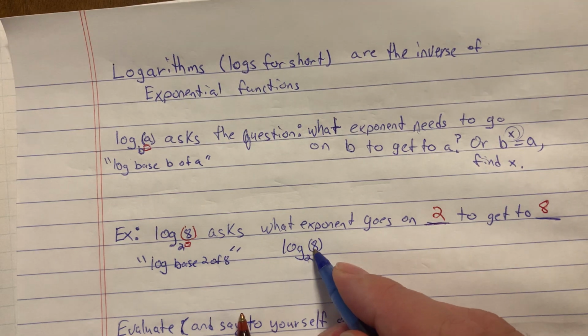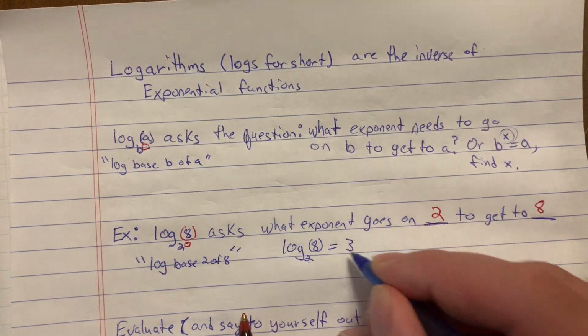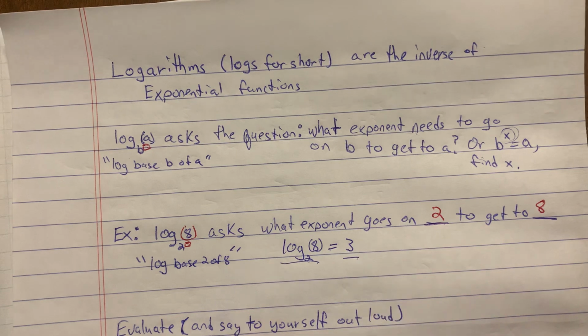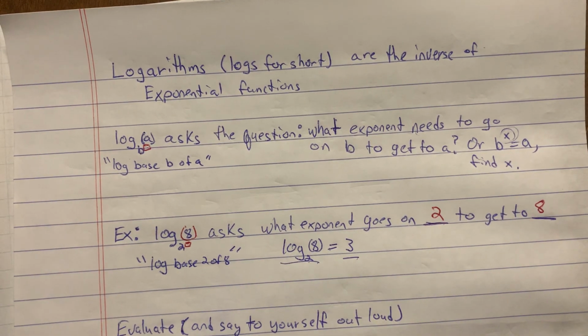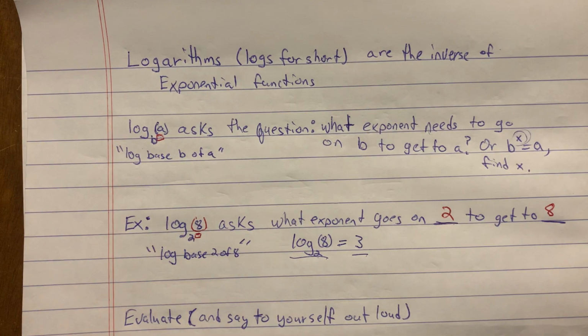Log base 2 of 8 is equal to 3. So this log has a value of 3. 3 is the exponent that we needed to put on 2 to get to 8. Hopefully we can see the relationship between logs and exponents.